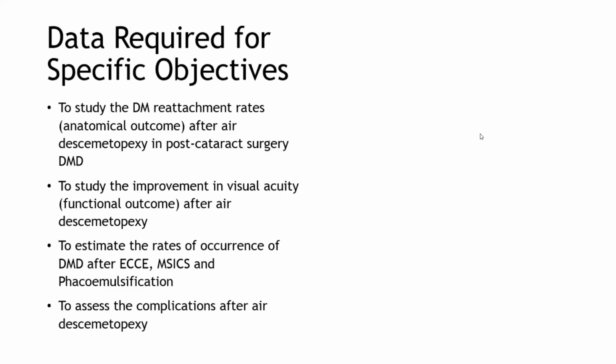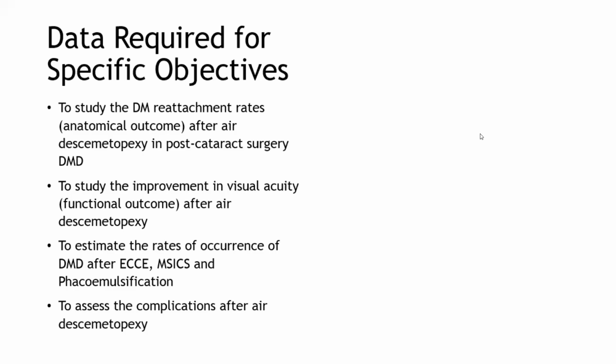On the first post-operative day, that is after cataract surgery, we see how much Descemet's membrane detachment is there, and to what extent it's there. So it's the severity of the Descemet's membrane detachment, whether it's mild, moderate, or severe. That is one. Then after Descemetopexy, how it's affecting the visual acuity.